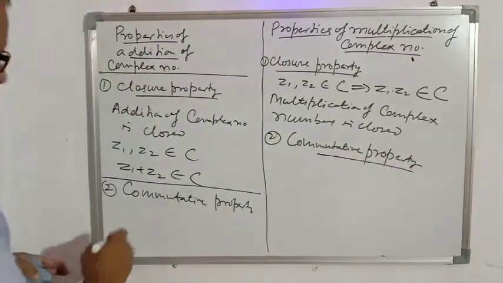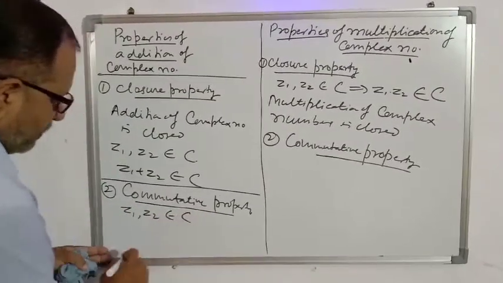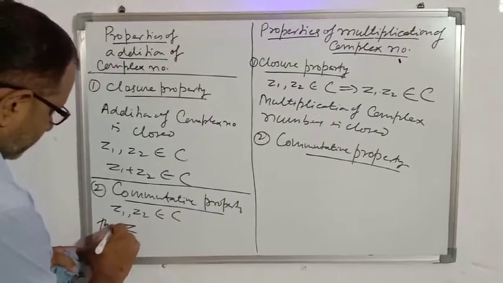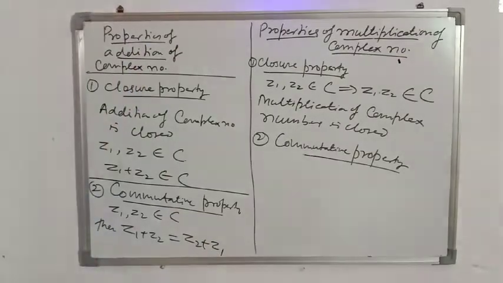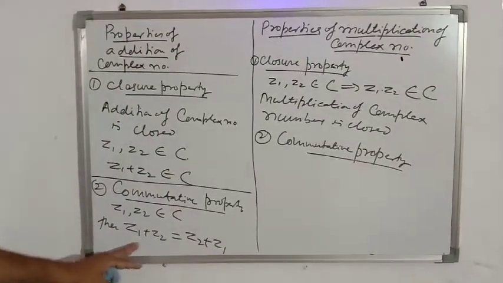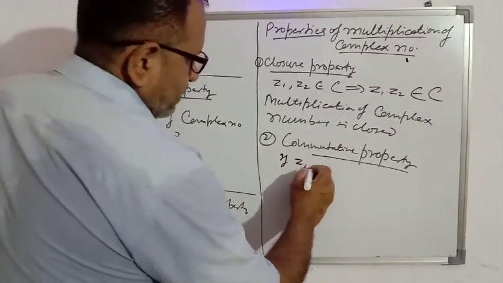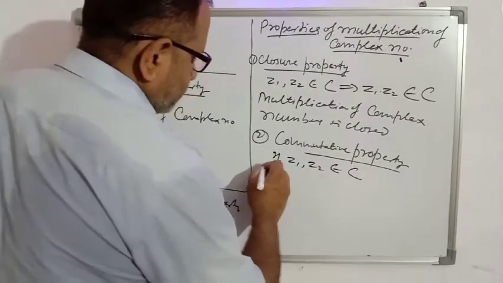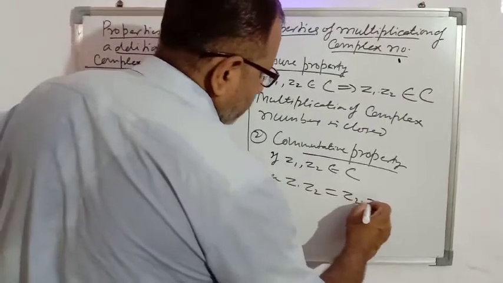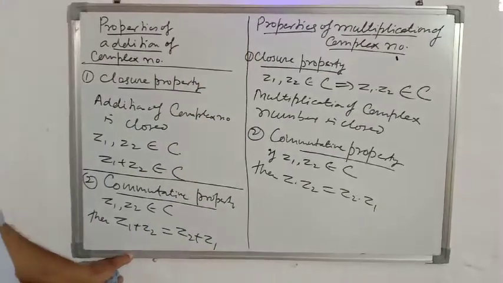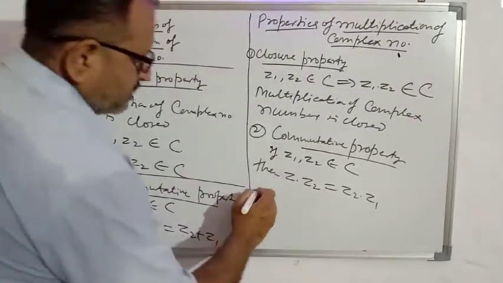What is commutative property? If we take two elements Z1, Z2 from the complex number set, then Z1 plus Z2 is equal to Z2 plus Z1. Means if we interchange their order, the sum will be the same. Similarly, if Z1, Z2 belongs to the set of complex numbers, then Z1 into Z2 will be Z2 into Z1. So in any order, we can multiply the two complex numbers. So we can say that multiplication of complex numbers is commutative.